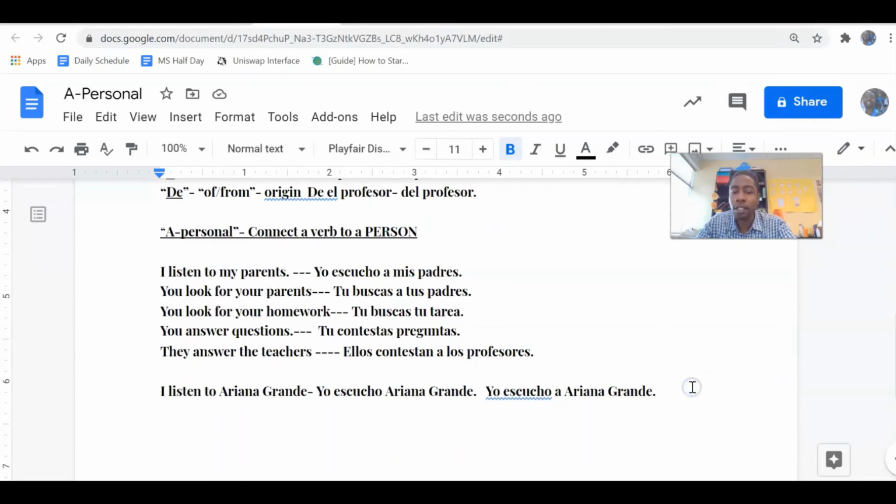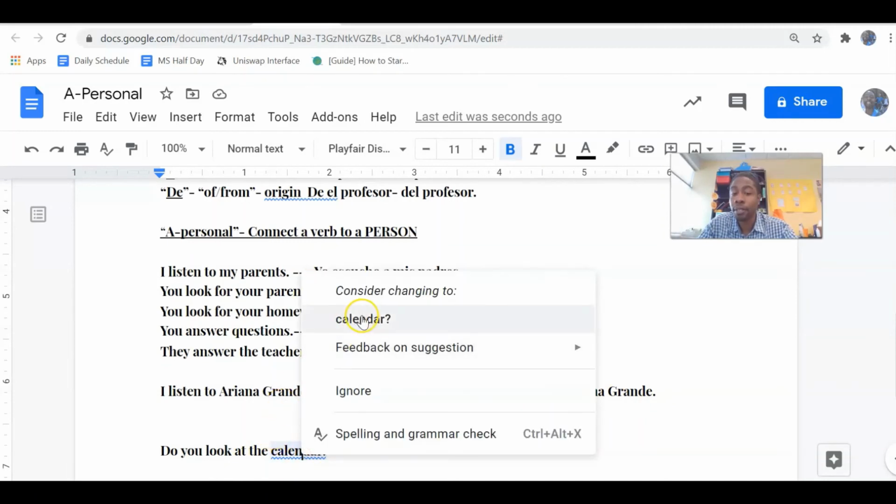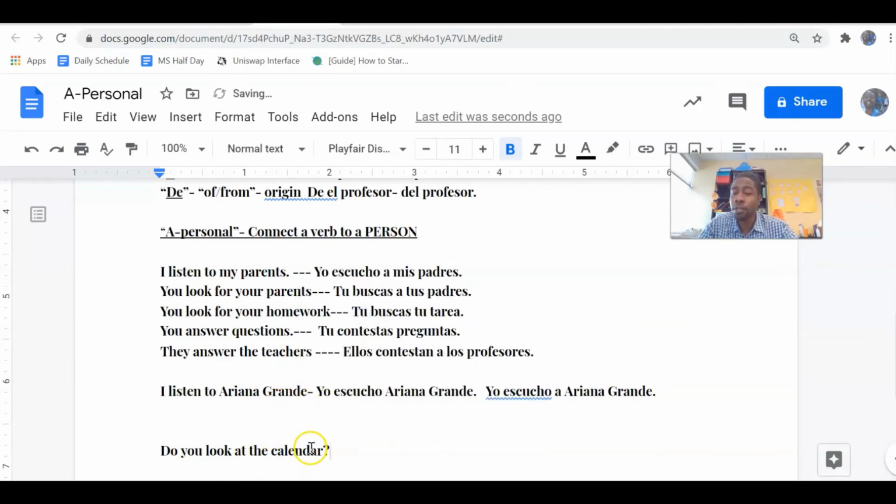So I'd like to give you guys just a few to try on your own and be able to see when you need it and when you don't. And I'll give you a chance to pause and add in the answers. So the first one that we want to try is, do you look at the calendar? Notice that we have to or at in English, but calendar is not a person. So it's up to you to decide, do I want "a" here or not?